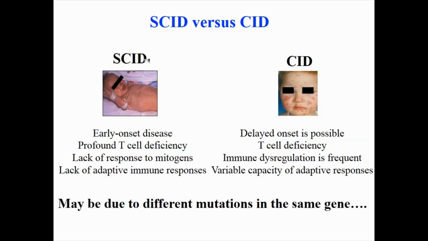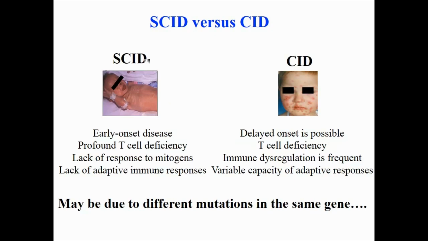The CID, by contrast, may present really at any age, often in childhood, most of the times in childhood, but there are cases that have been recognized even in adulthood. And now that we have genetic tools, and Dr. Sergio will actually show you this, we're identifying more and more of these conditions even in adults. They do have a T cell deficiency, but you see there is no more the profound. Immune dysregulation is frequent here. You don't really find immune dysregulation very much here.